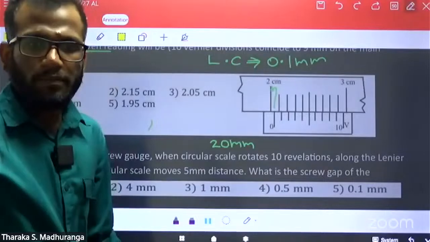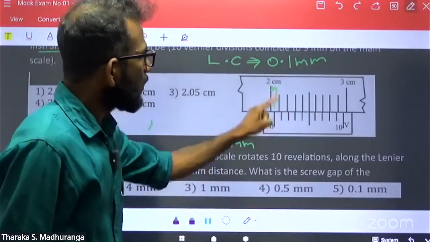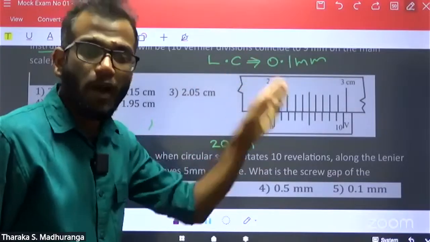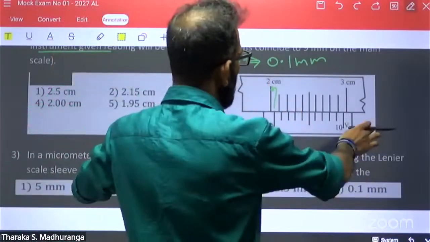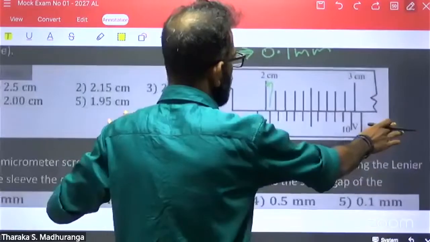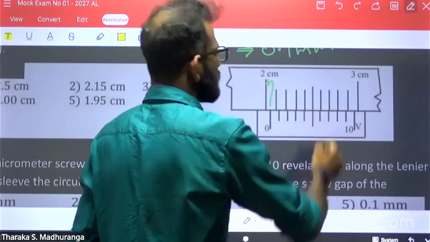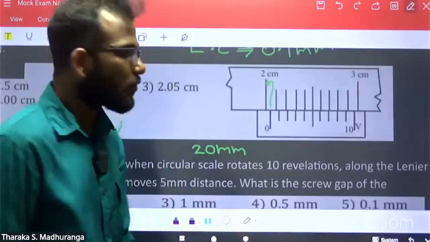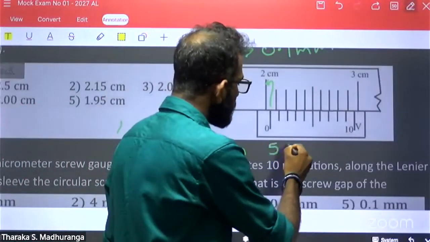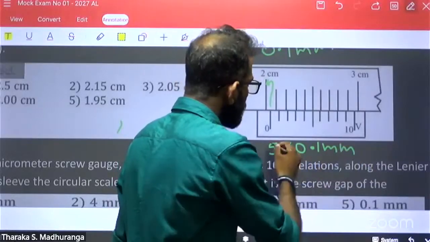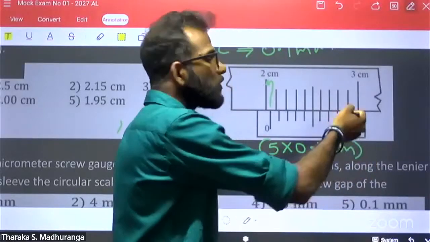20 millimeter. And what is our next second step? Get the coincide number of parts. The coincide number of parts: 1, 2, 3, 4, 5 is the coincide. Then 5 multiplied by the least count of the instrument. Now you already know the least count of the instrument is 0.1 millimeter.